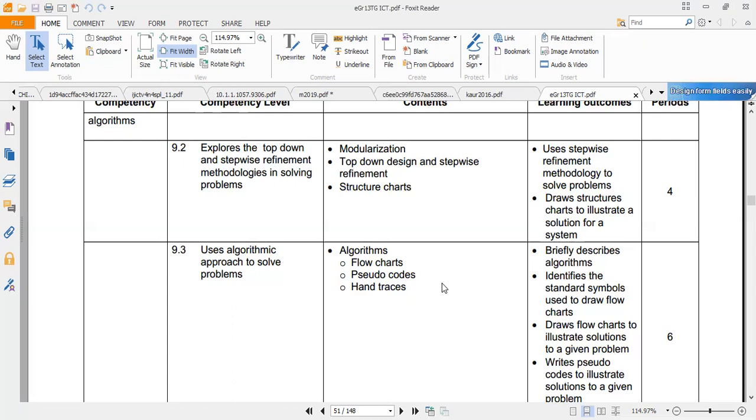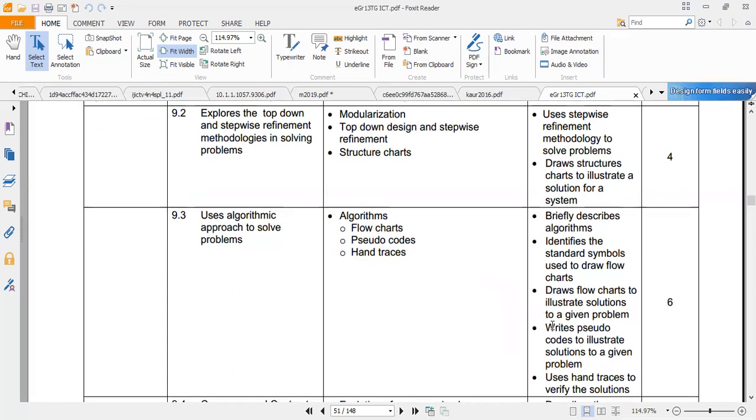to a given problem, write pseudocode to illustrate solutions to a given problem, use hand traces to verify the solutions. So let's go to the lesson.